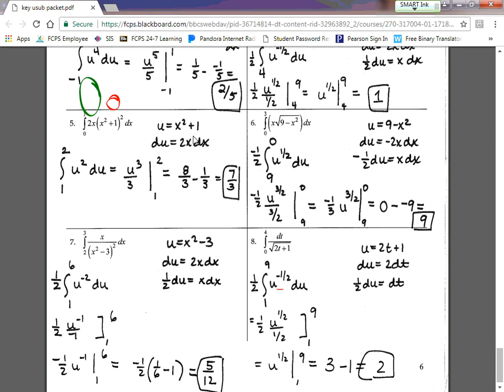Yes? How did you go from positive 1/2 to negative 1/2? Because it was u to the negative first divided by negative 1. So we just multiply the negative 1 times the 1/2 there. Because when I increase my power by 1, so I add 1, my new exponent is negative 1, I have to divide by that new exponent, negative 1. So 1/2 times negative 1 is negative 1/2. Other questions we have?